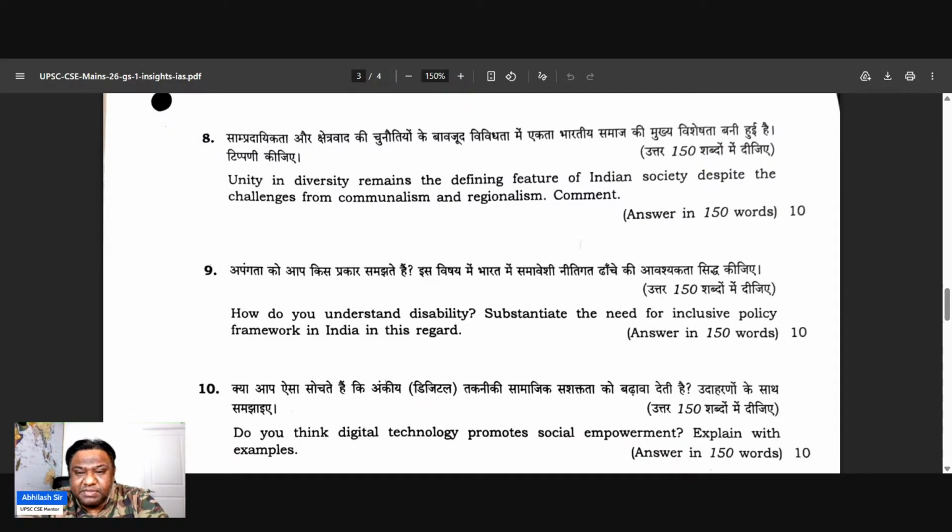Unity in diversity remains the defining feature of Indian society despite the challenges from communalism and so on. Okay, again 10 words का है and the straightforward question बिल्कुल. There is nothing surprising in it. Any aspirant who's been preparing about this without knowing about India's unity in diversity, understanding communalism and regionalism, तो obviously प्रिपरेशन तो पूरी नहीं हुई होगी. अगर आप ये बातें समझते नहीं है, टर्मिनोलॉजी समझते नहीं है, then you're not prepared. You need to prepare it very well.